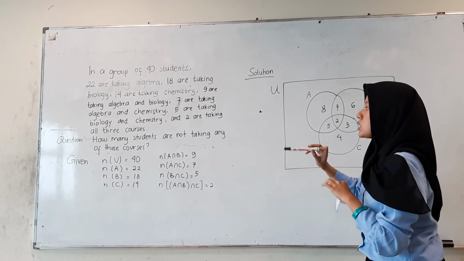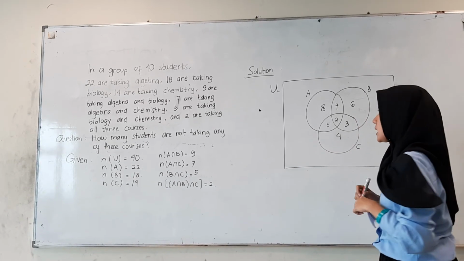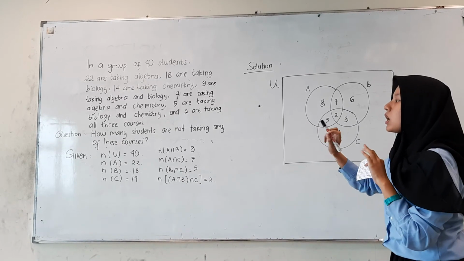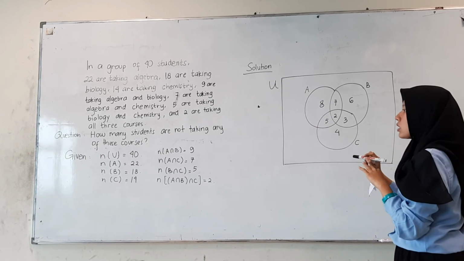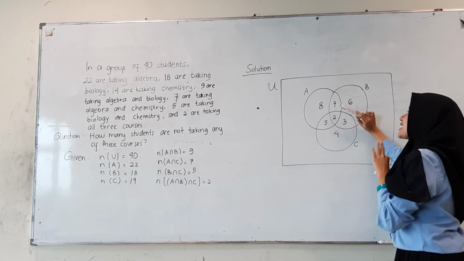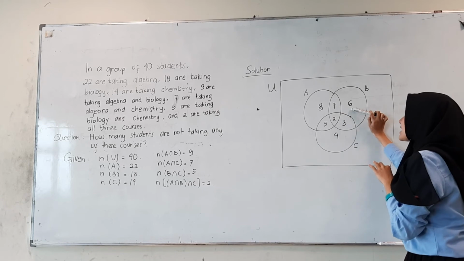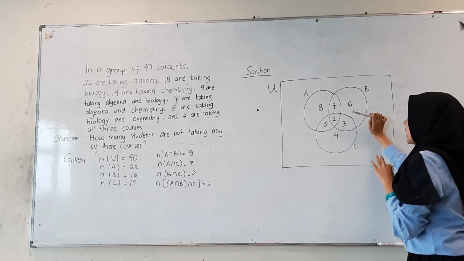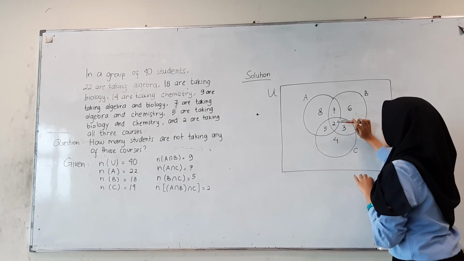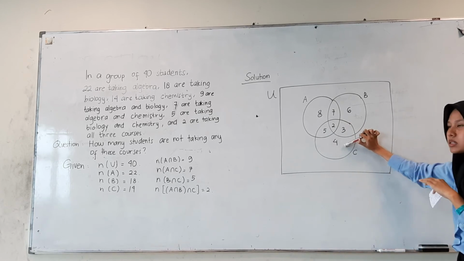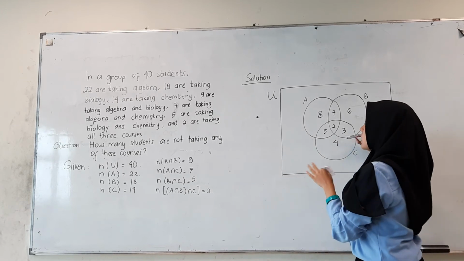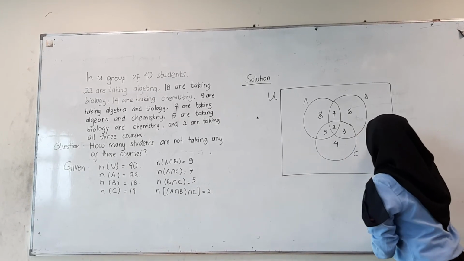To answer this question, how many students are not taking any of these courses, I would add up all of these numbers and subtract it from the number of the universal set, or 40. So 8 plus 7 is 15 and plus 6 is 21 and plus 3 is 24 and plus 2 is 26 and plus 5 is 31 and plus 4 is 35. So I would like to subtract 35 from 40. So I got 5 students in here.